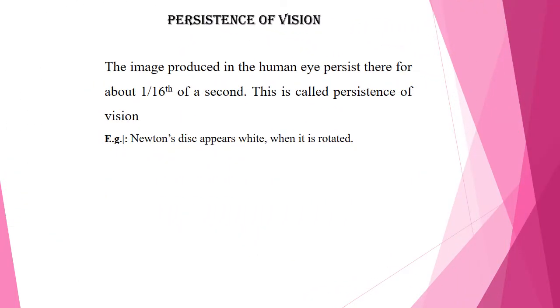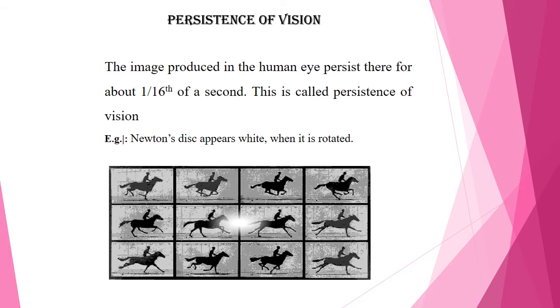Children, now let us look into a very interesting phenomenon, persistence of vision. We know that in human eye, the lens focuses the light onto the retina, and the impression of an image that is formed on the retina does not vanish immediately. The image persists there for about 1/16th of a second. So, if still images of a moving object are flashed on the eye at a rate faster than 16 per second, then the eye perceives this object as moving. So, this phenomenon is called persistence of vision.